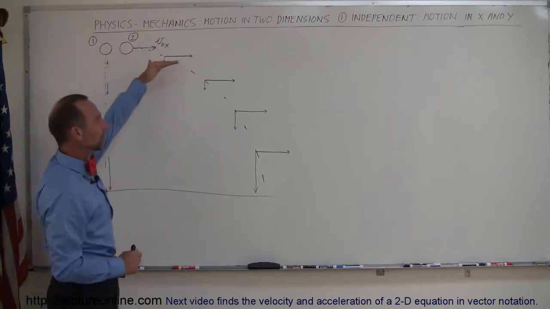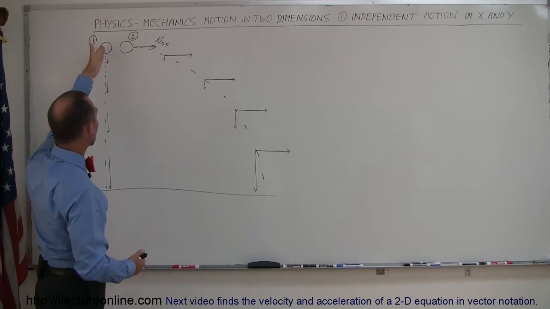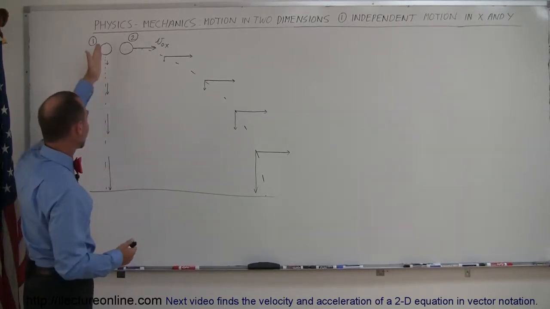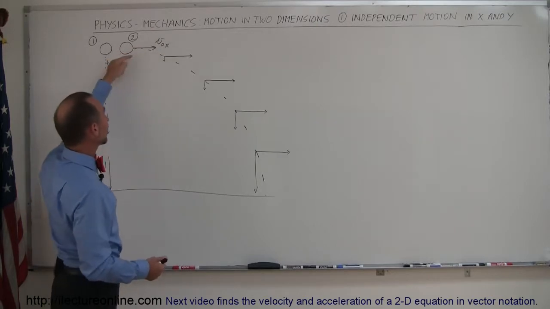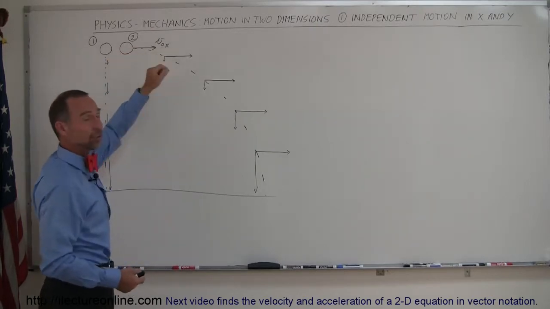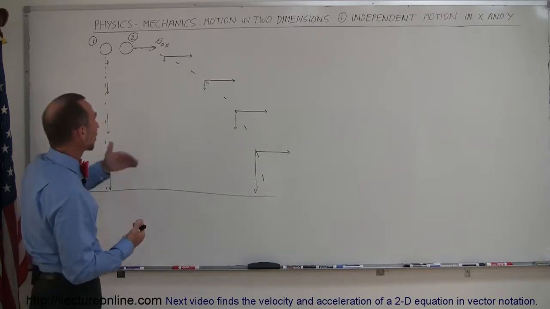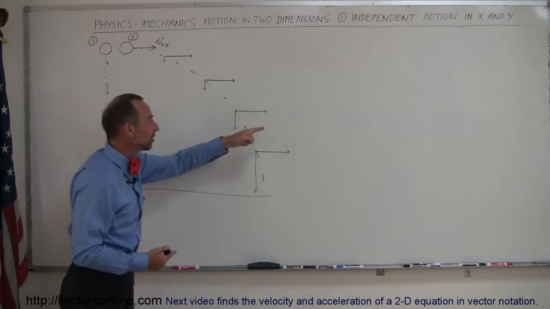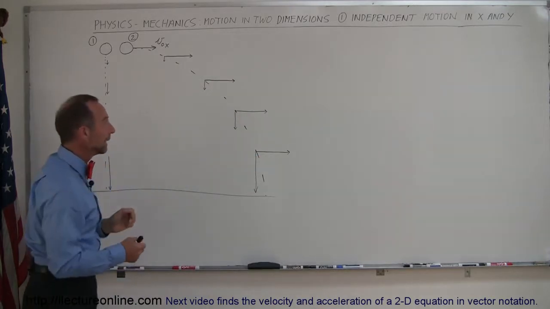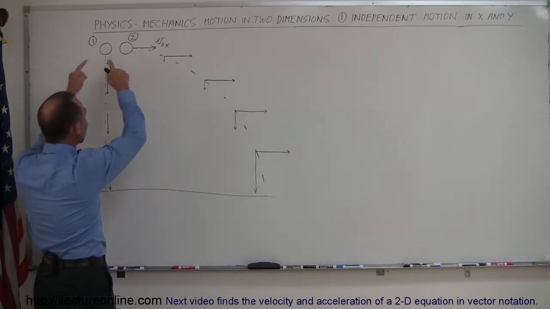Notice in the horizontal direction there are no forces acting on the balls, so this ball will stay stationary in the x direction and simply fall down in the y direction. This ball, once thrown out to the right at some initial velocity in the x direction, will no longer feel a force in the x direction, and so it will simply maintain the same velocity in the horizontal direction.